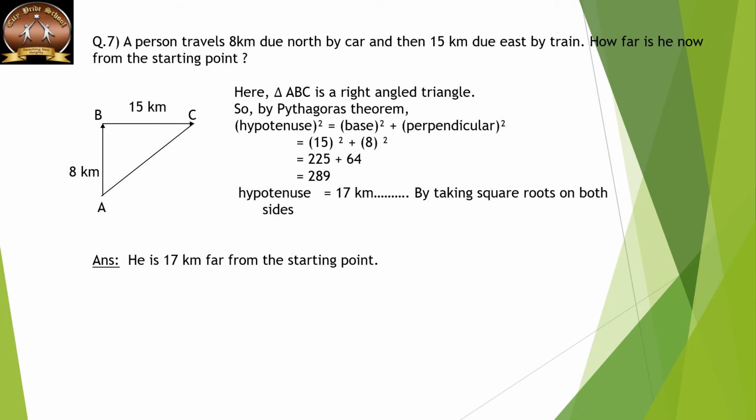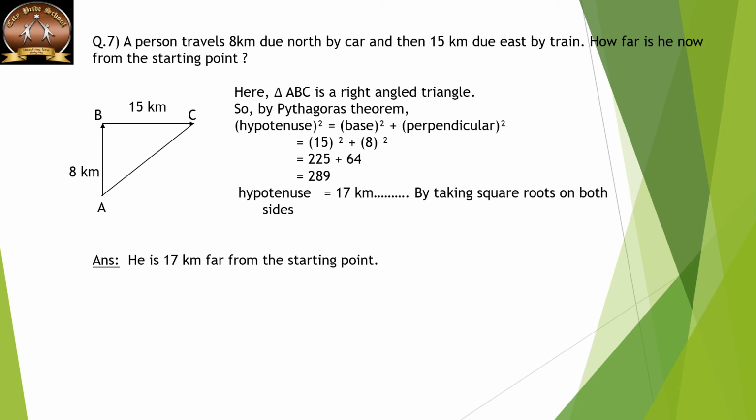Okay, let's see one more example. Question number 7. A person travels 8 kilometers due north by car and then 15 kilometers due east by train. How far is he now from the starting point? See here, first you have to draw a diagram. Okay, person is traveling 8 kilometer due north. So see, AB is 8 kilometer, right? And then he is traveling due east by train 15 kilometers. So BC is equal to 15 kilometers.